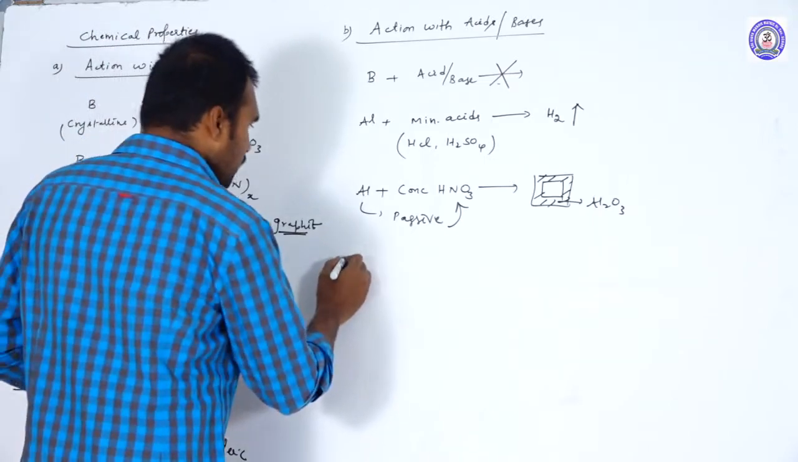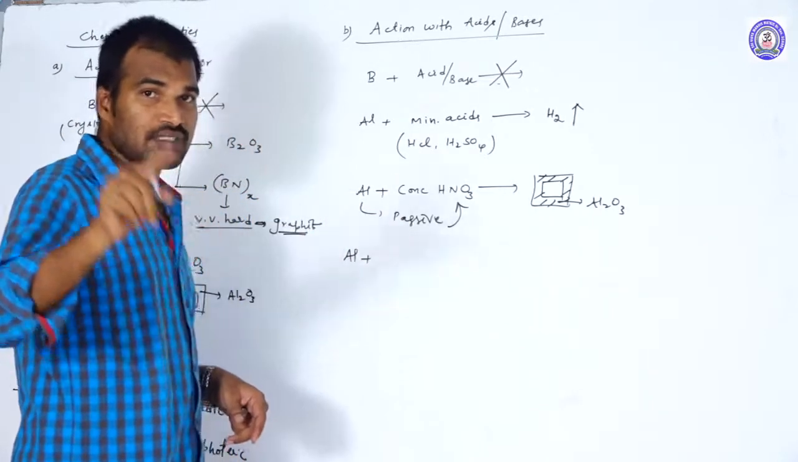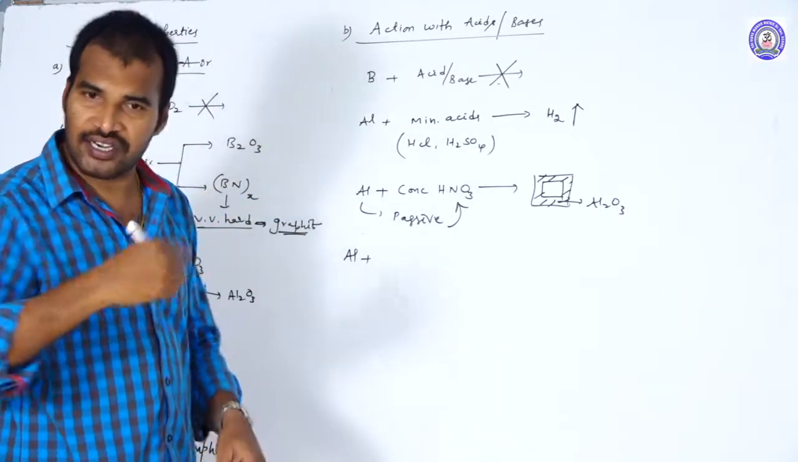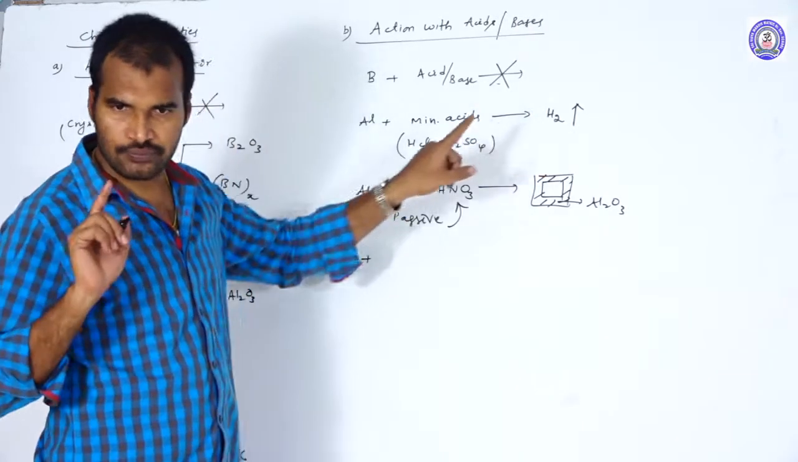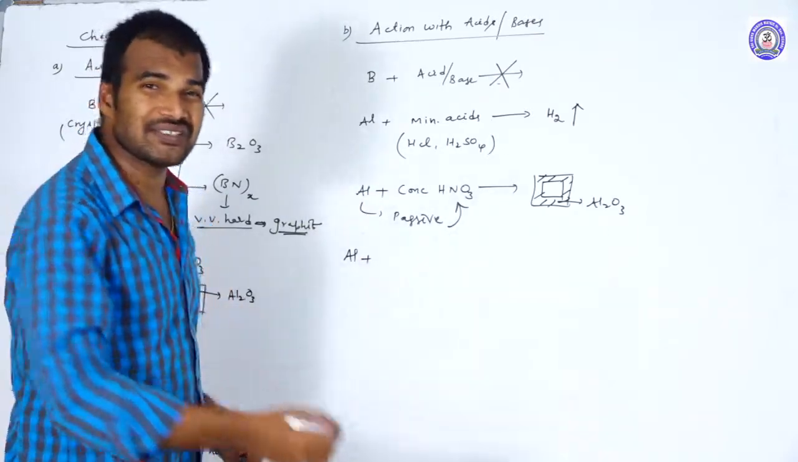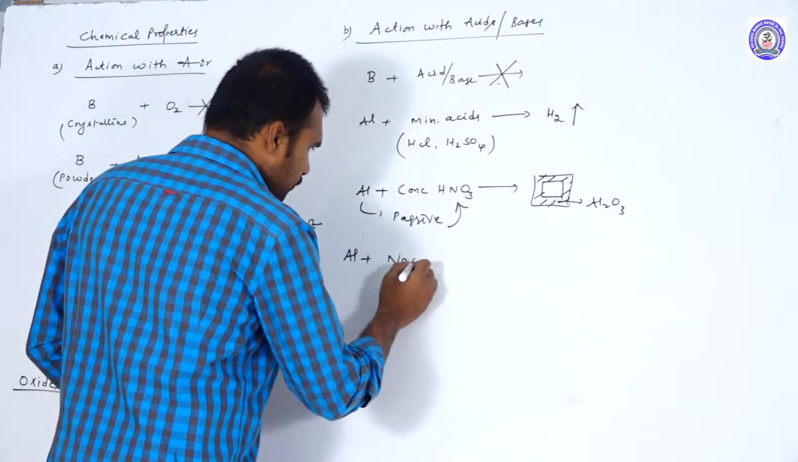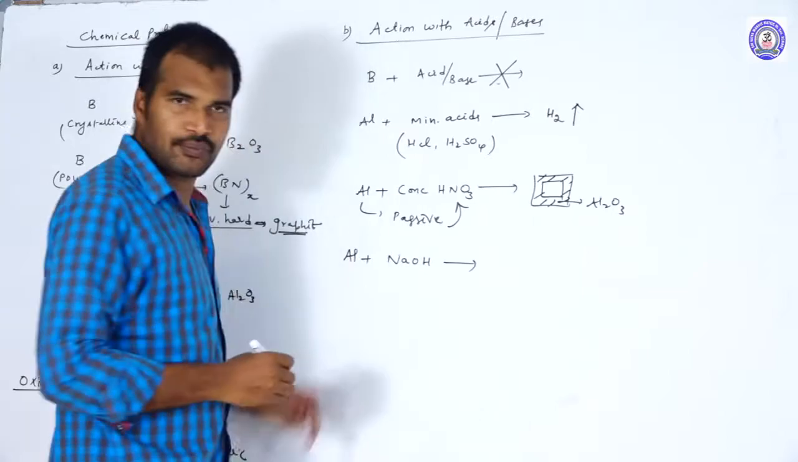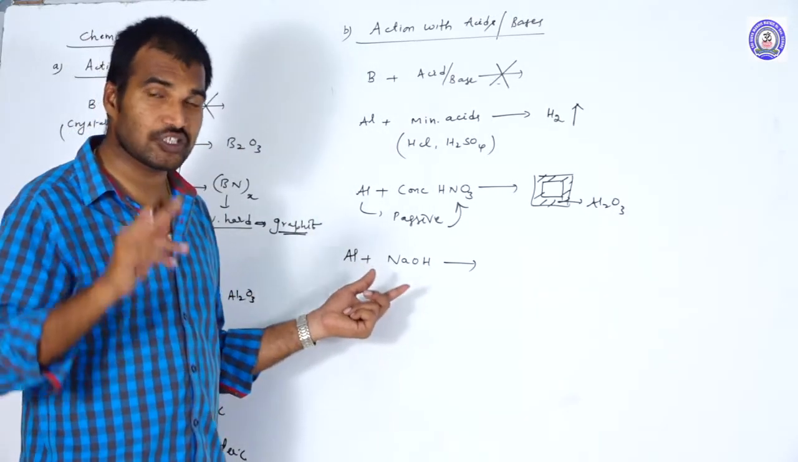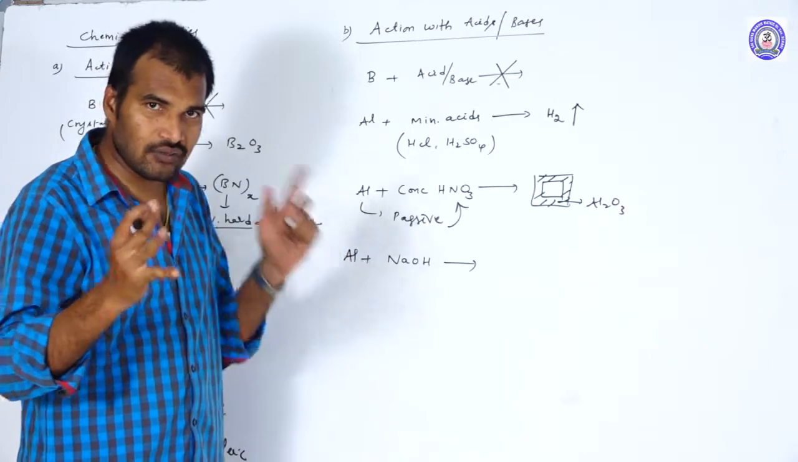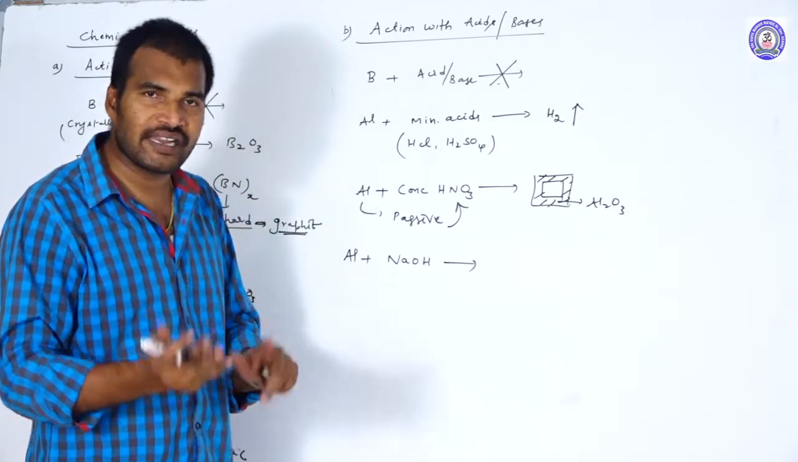Okay, next one, aluminium. As we know, aluminium is amphoteric. It can react with both acid and base. So aluminium reacts with mineral acids, liberates hydrogen. Aluminium reacts with bases like NaOH also. Here, this is one of the important reactions. We will get sodium meta-aluminate. Let us see how we get the sodium meta-aluminate from the aluminium.